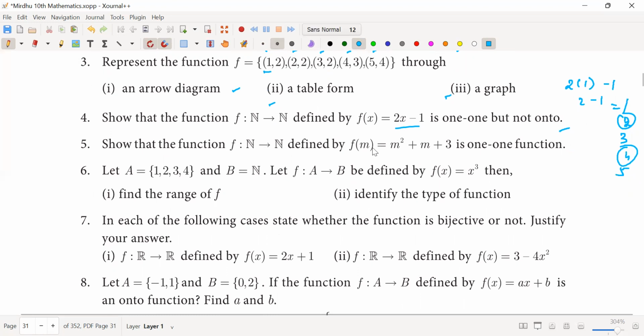Show that the function f of m equal to m squared plus m plus 3 is a one-to-one function. When I substitute 1, I'd be getting 1 plus 1 plus 3, 5. When I substitute 2, I'd be getting 4 plus 2 plus 3, 9. Okay, 5, 9. Then when I substitute 3, 9 plus 3, 12, 12 plus 3, 15.